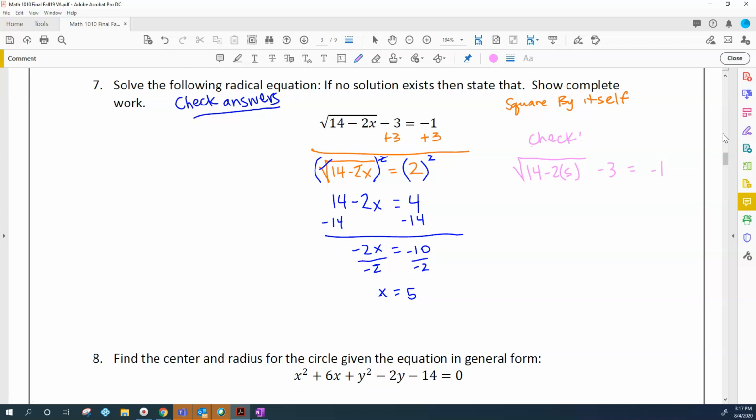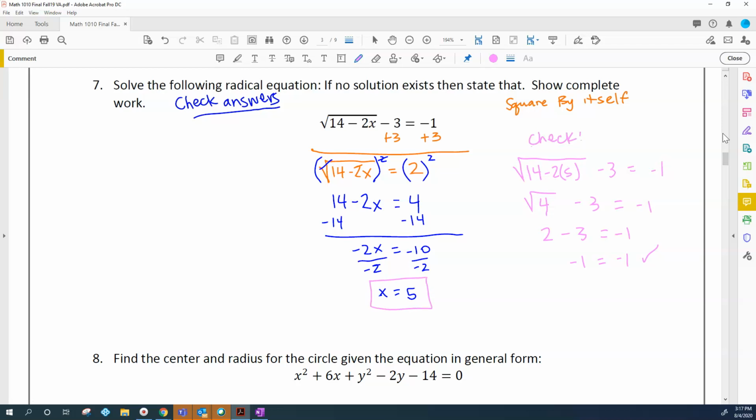So I'm trying to make sure this is a true statement. So 14 minus 10 gives me just square root of 4, and then minus 3 equals negative 1. Square root of 4 is 2. 2 minus 3 is negative 1. So this does check out. This is a good solution.